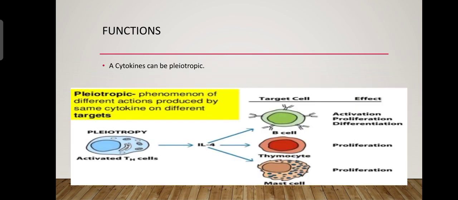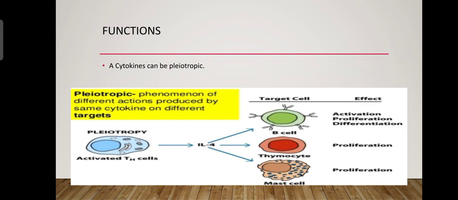Our next function is cytokines can be pleiotropic. When a cytokine has different biological effects on different target cells, it is said to be pleiotropic in nature. In simple words, one cytokine can have different effects on different cells. So here in the diagram we can see that when the activated T helper cell secretes the cytokine named interleukin 4, then interleukin 4 will have different effects on different target cells.